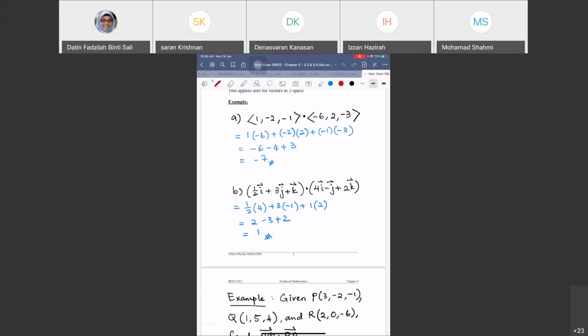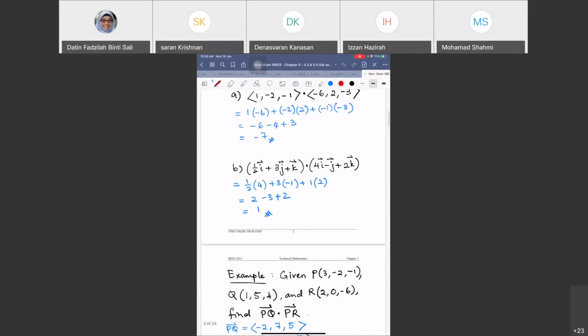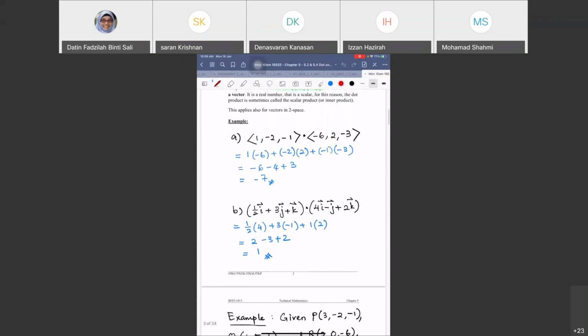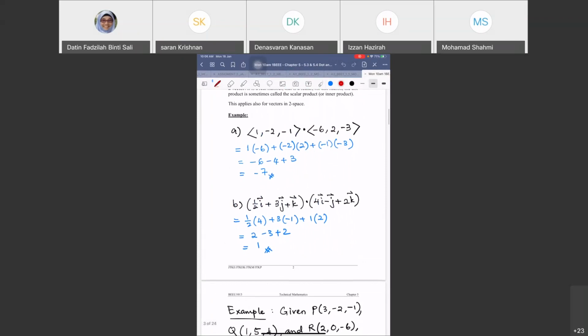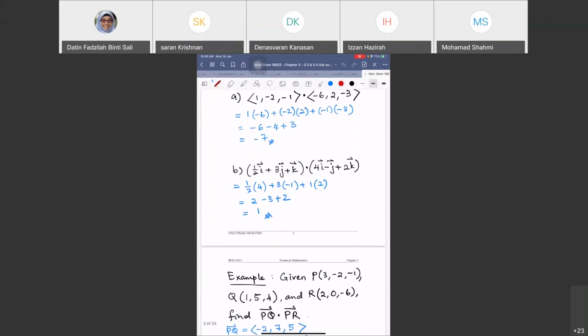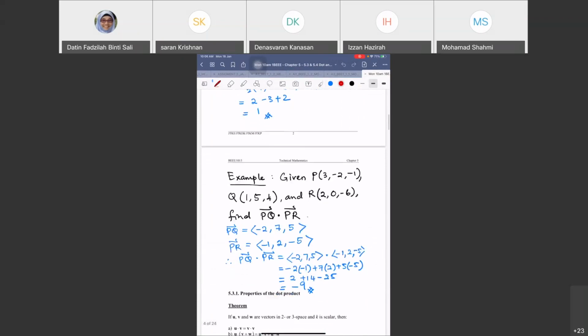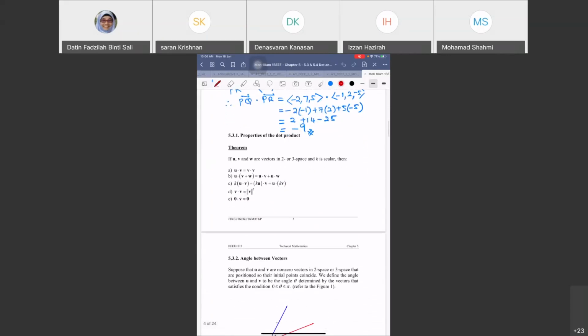Most of the time we are actually dealing with components of vectors when we add, subtract, multiply, etc. So this is how we multiply the dot product from components. The answer is a real number. We have looked at some of the examples.